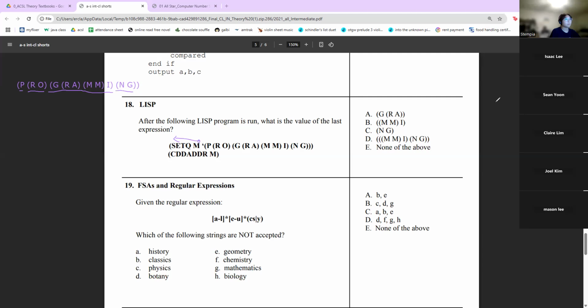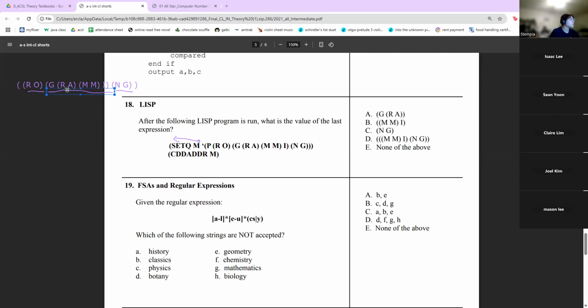Okay, I'm just going to edit this as I go along. A CDR dictates that we are going to pull out everything except for the first element and then place a pair of parentheses around it. That's going to leave us with this. If we were to re-underline, it would look something like this.